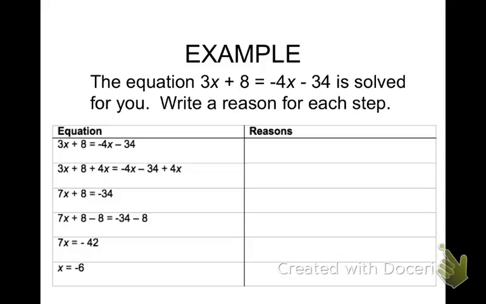Did anything happen here from the original equation? No. So whenever you have the first step, you always write the word given, because the equation is given to us. All right, so now let's look to see what changed from line 1 to line 2. What did they do? They added positive 4x to both sides. Since we added 4x to both sides, what property do you think that is?